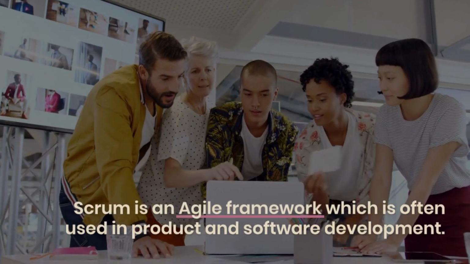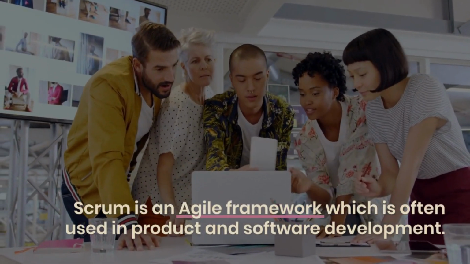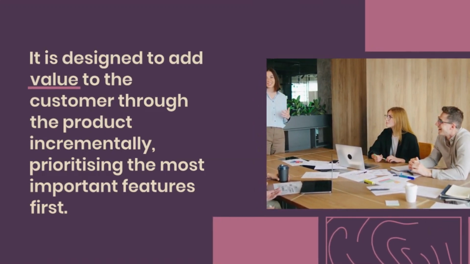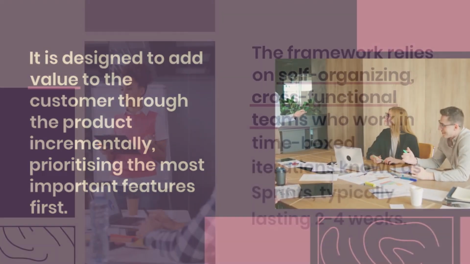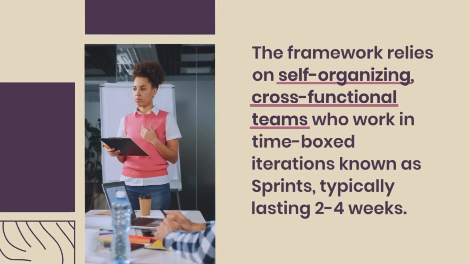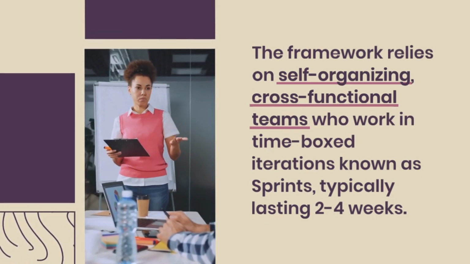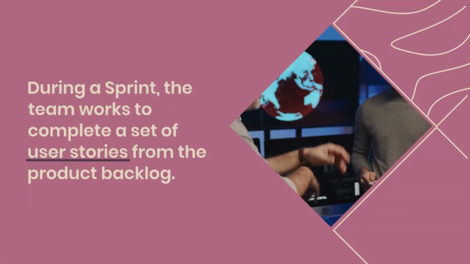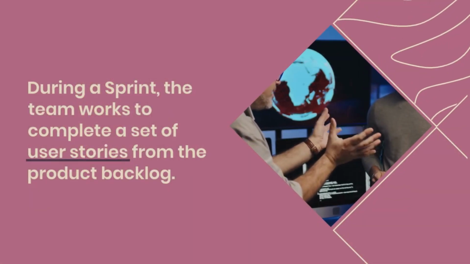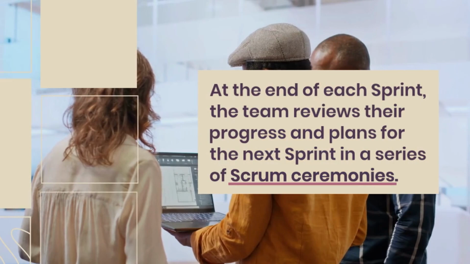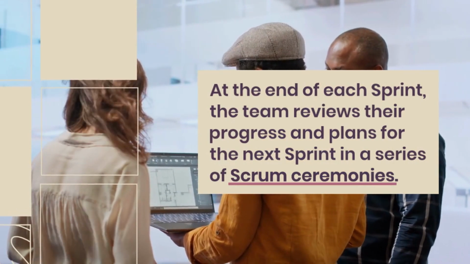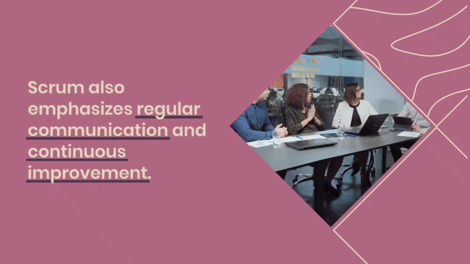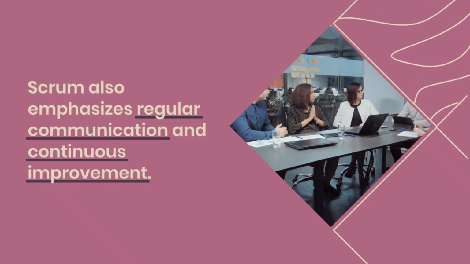4. What is your understanding of Scrum? Scrum is an Agile framework which is often used in product and software development. It is designed to add value to the customer through the product incrementally, prioritizing the most important features first. The framework relies on self-organizing, cross-functional teams who work in time-boxed iterations known as sprints, typically lasting 2 to 4 weeks. During a sprint, the team works to complete a set of user stories from the product backlog. At the end of each sprint, the team reviews their progress and plans for the next sprint in a series of Scrum ceremonies. Scrum also emphasizes regular communication and continuous improvement.